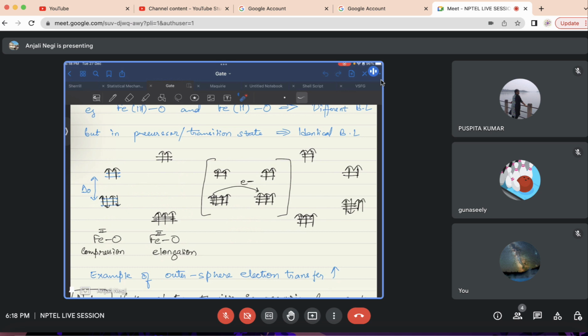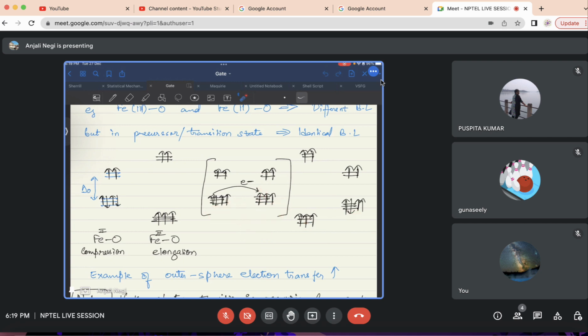So they come to the transition state. This is the condition, and after that, after the electron transfer is done, the electron is here now. So this will change the oxidation state from 3 to 2, correct, from 3 to 2, and this will change from 2 to 3. Since the oxidation states are switched now, the bond length will also change. So this will elongate and this will get compressed.